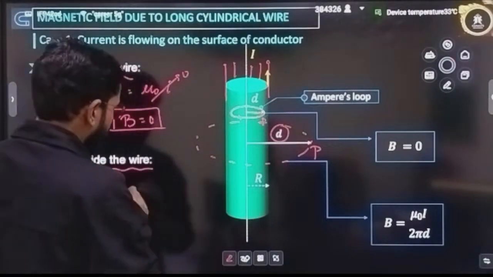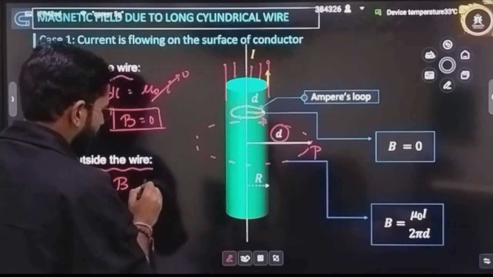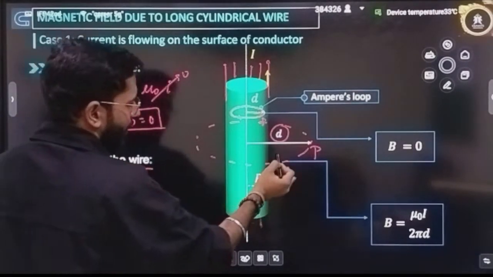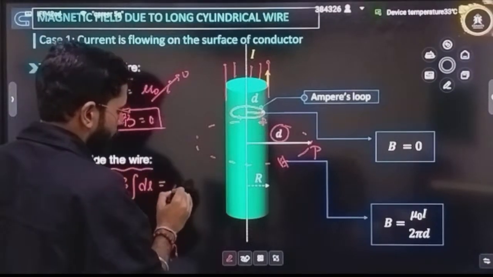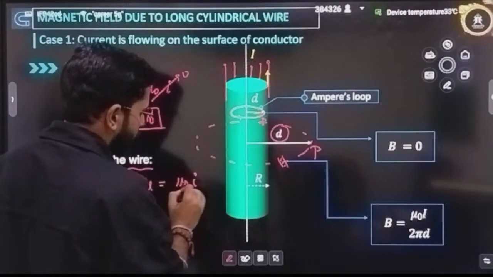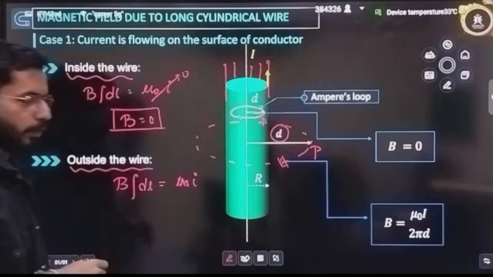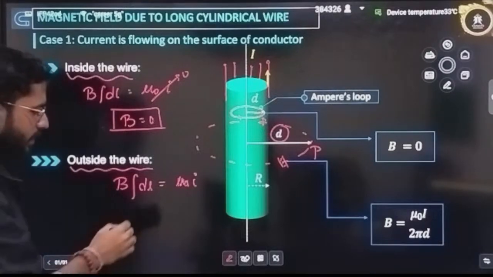I will write the equation: B into the line integral of dl. I will take an element dl and integrate, and this line integral is equal to mu naught into the net current that is coming inside. Mu naught into I, the net current that is coming inside.